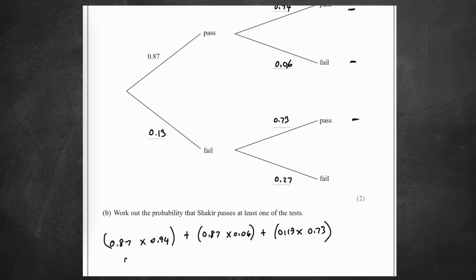So we're going to get 0.8178 plus 0.0522 plus 0.0949. I'll add all these together and we get 0.9649.